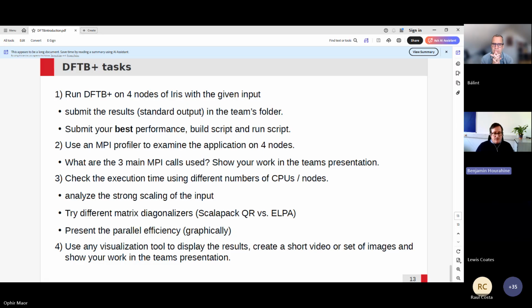Okay, then once you've done all of this, visualize what you're doing and produce a short video or a set of images and put these into the Teams presentation. And that's the main things that this task is going to be asking about. But as I say, check the Confluence site for the actual inputs, some hints about getting the code up and running, and more detail about these tasks. Okay, I think that's everything we're going to say today.